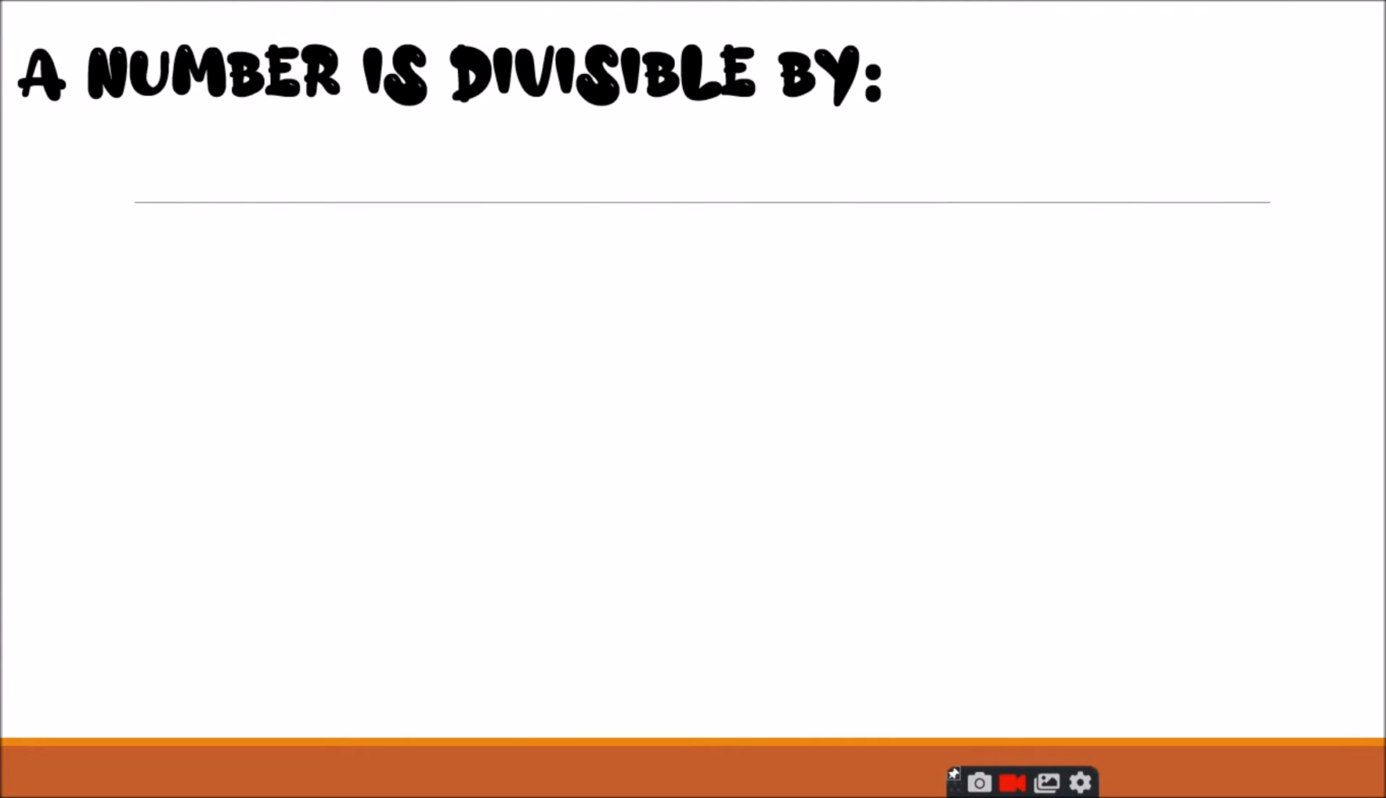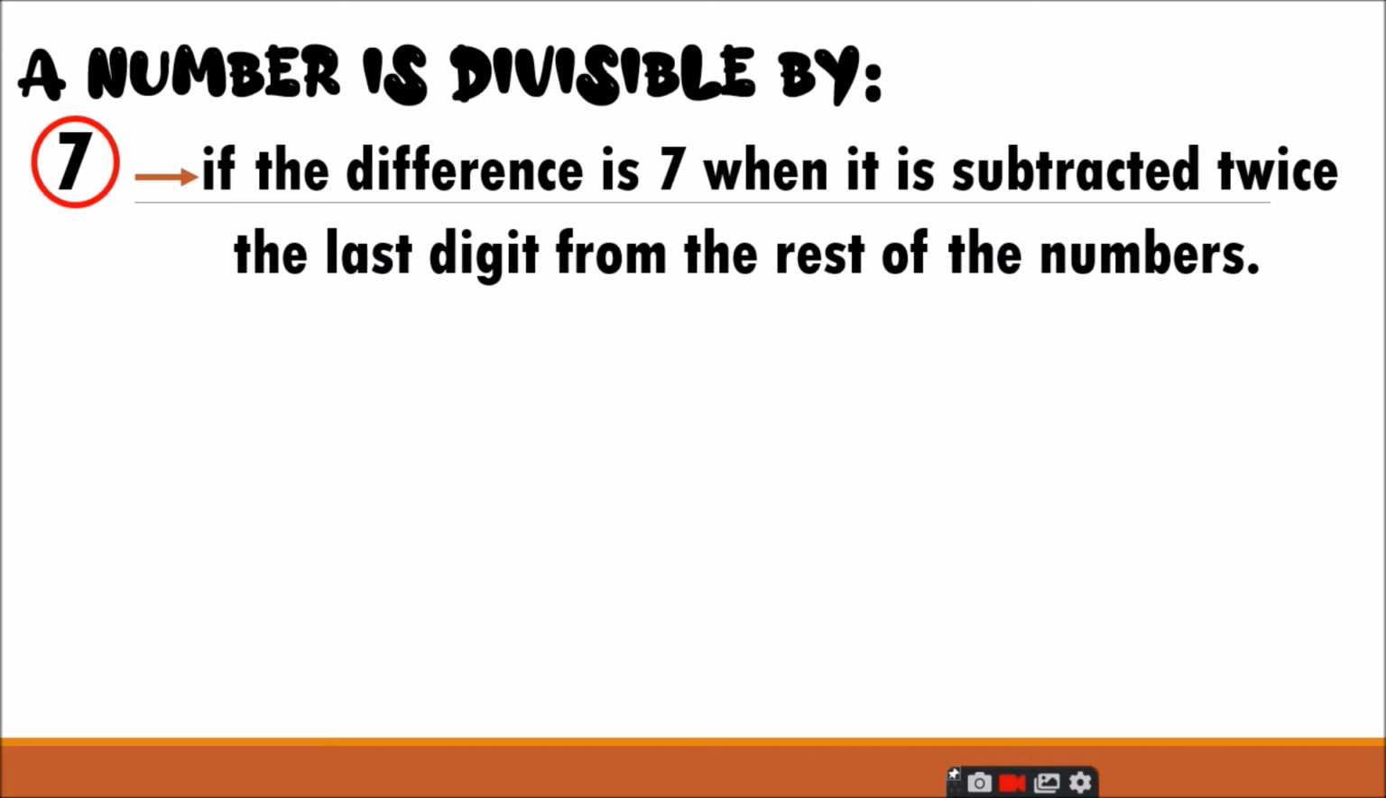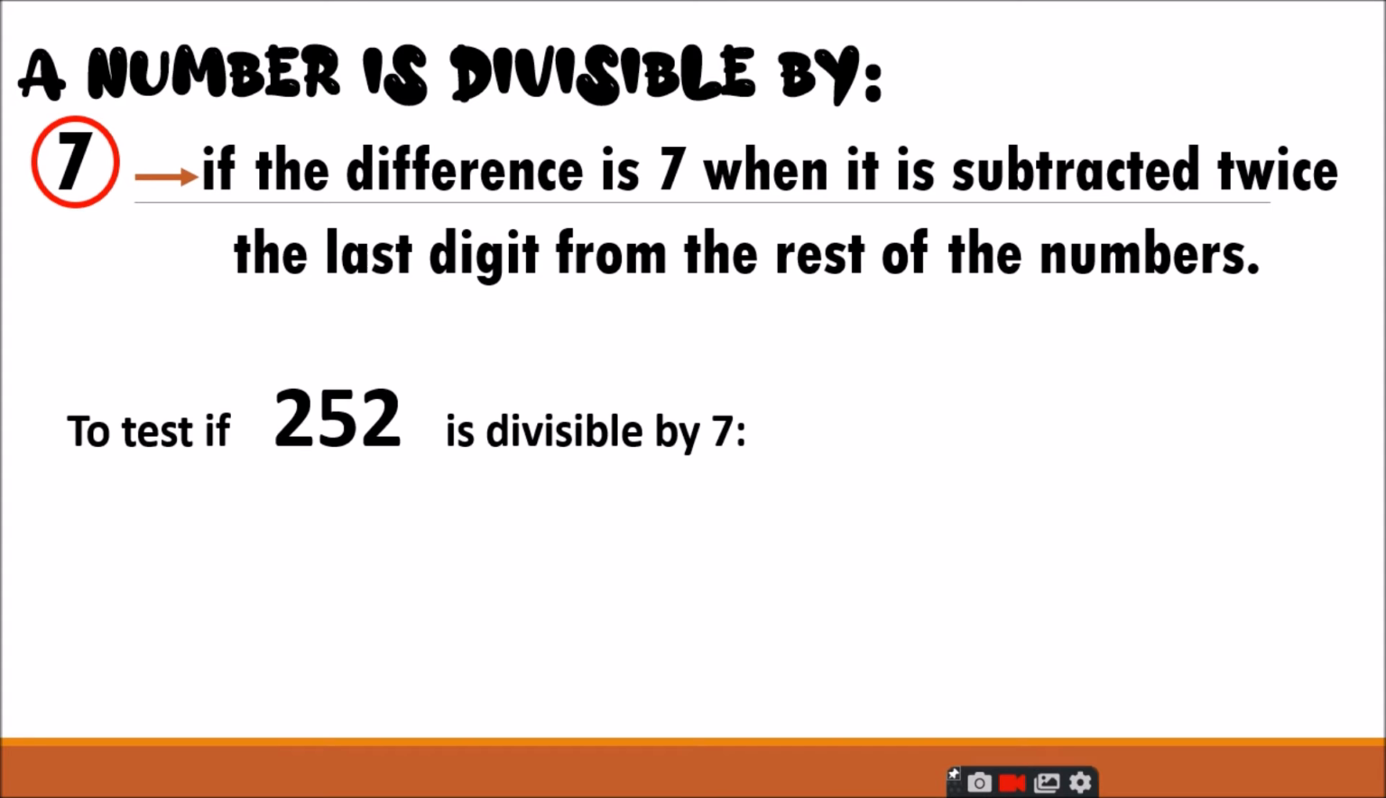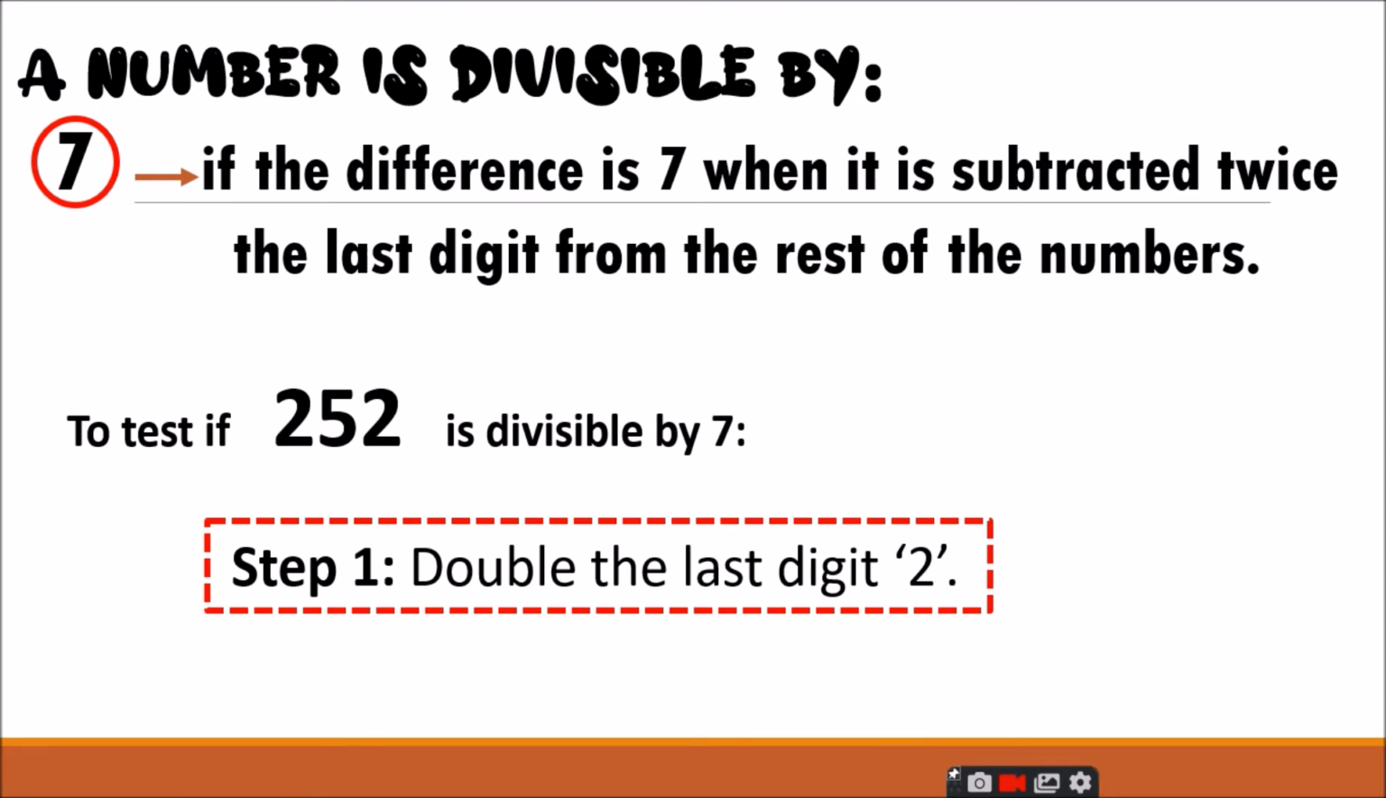Now let's move on. A number is divisible by 7 if the difference is 7 when you subtract twice the last digit from the rest of the number. So to test if 252 is divisible by 7, step number 1, double the last digit.